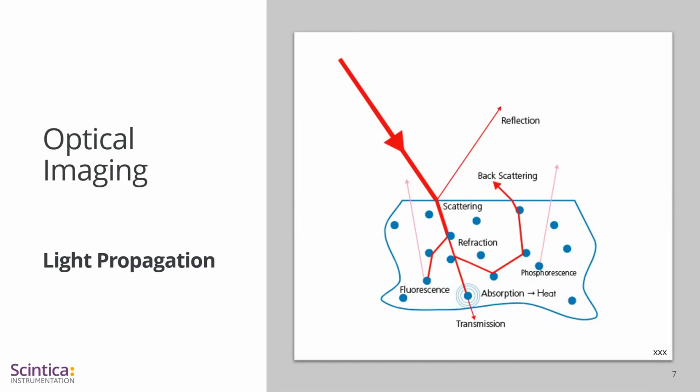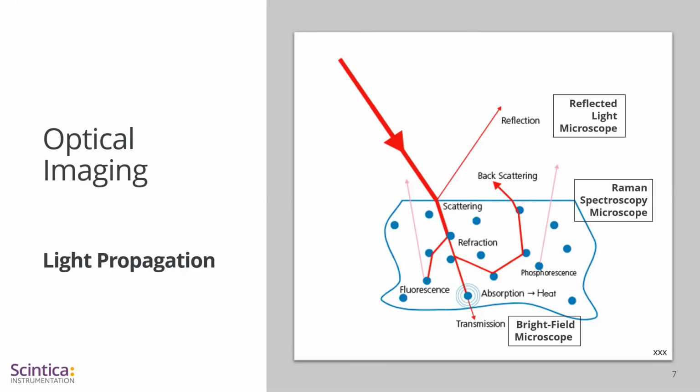Many of these properties can be imaged, and dedicated microscopes have been developed to do just so. Bright field microscopes can image transmitted light, and reflected light microscopes reflected light. Scattered light can be imaged by Raman spectroscopy microscopes, and absorbed light by transient absorption microscopes. To image fluorescent light, confocal and two-photon microscopes are good choices.